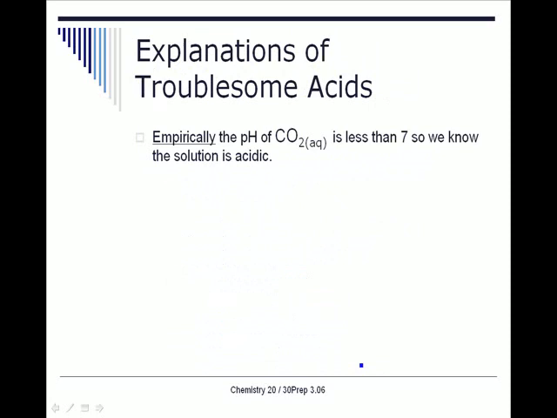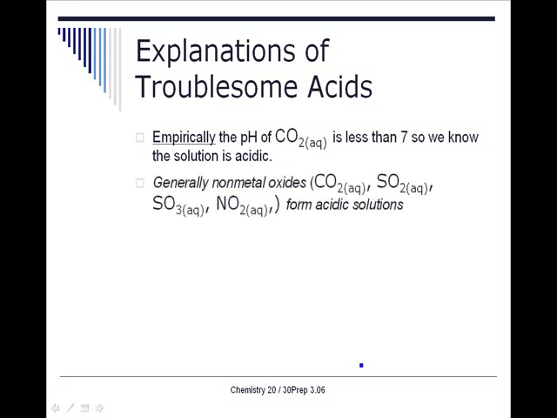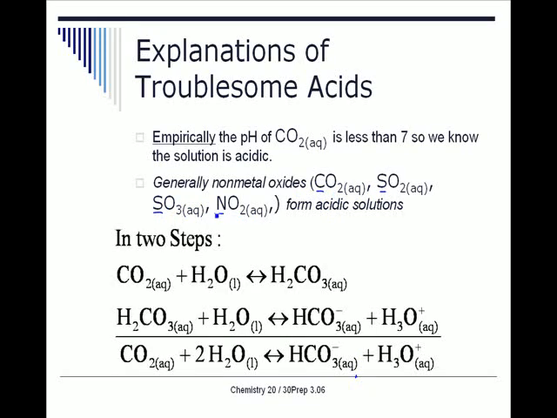So there are some troublesome acids. For something like carbon dioxide, we know the pH is less than 7, and generally speaking, all non-metal oxides, so things that match up with oxygen and are non-metal, for example carbon dioxide, sulfur trioxide, nitrogen dioxide, all of these things form acidic solutions.